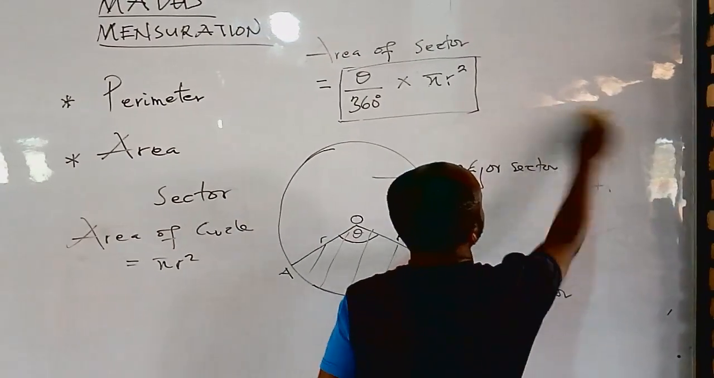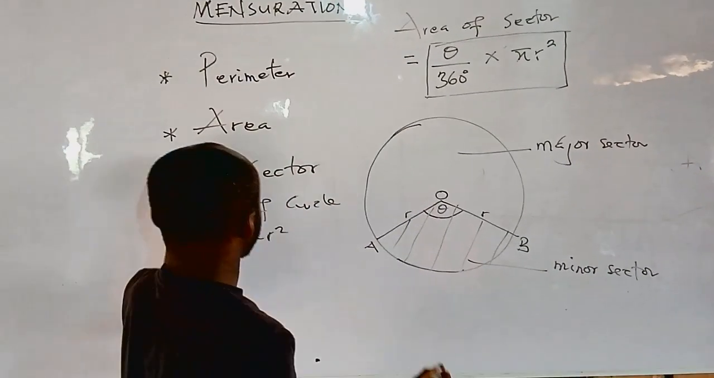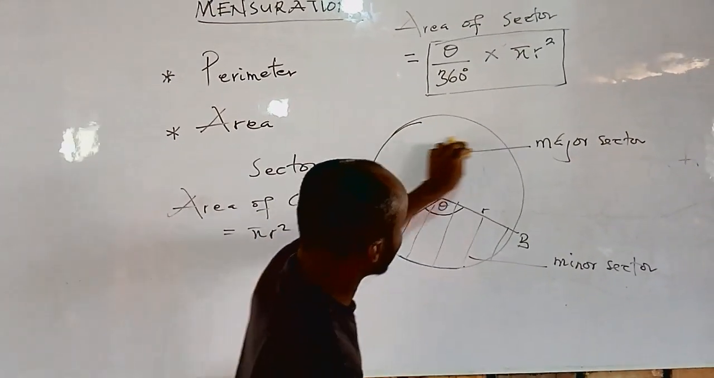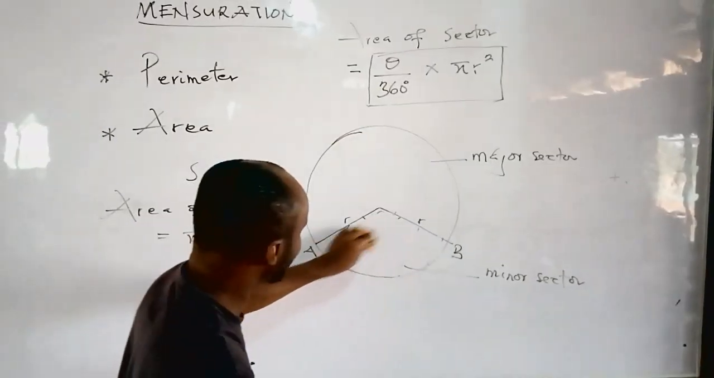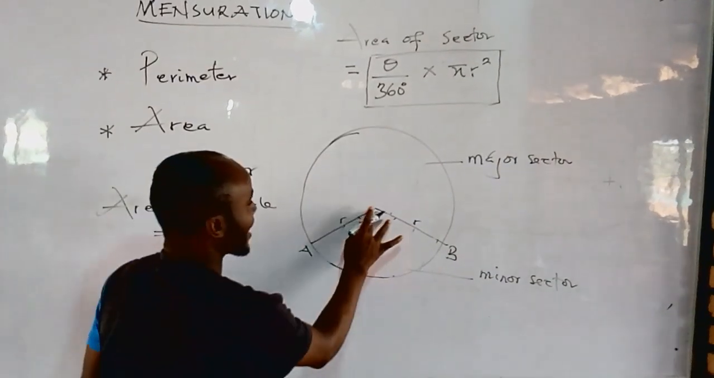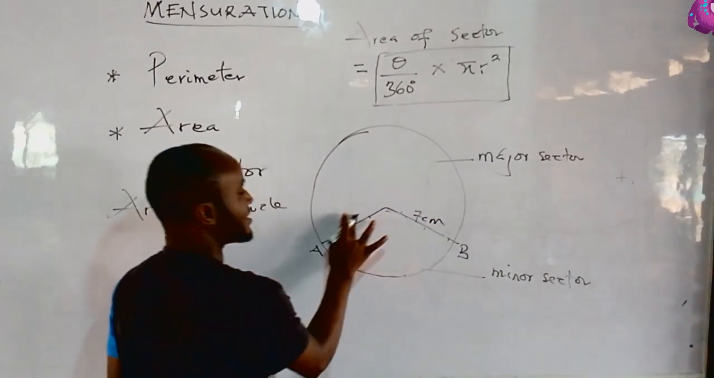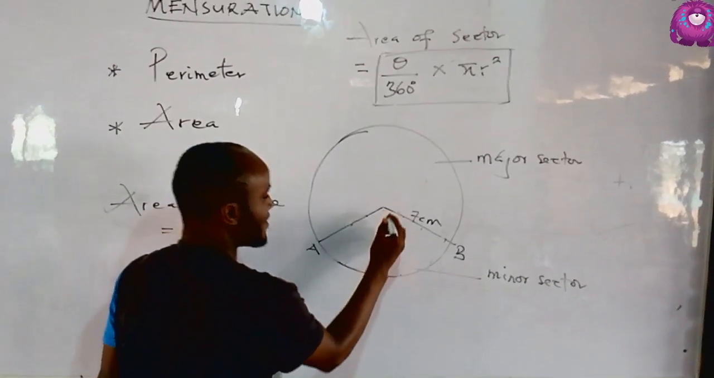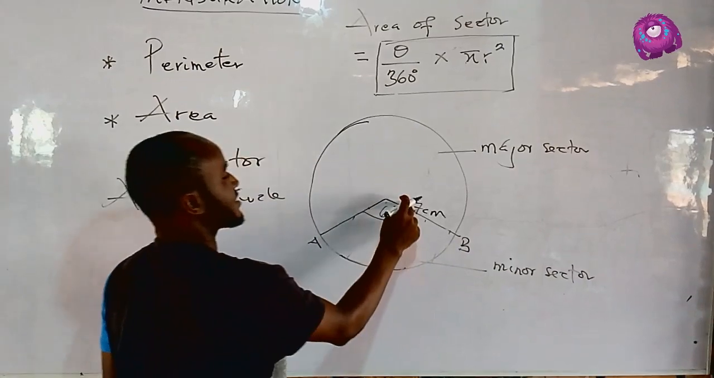So this formula is not used for area of a sector. Let's take a quick look at a sample. Assuming in exams you are given a question like this, let's make the radius 7 centimeters and let's make the angle here 60 degrees.